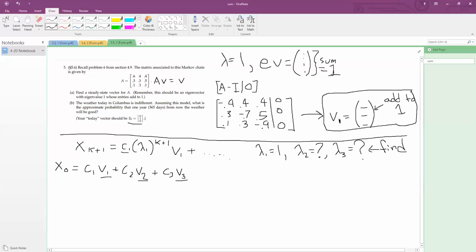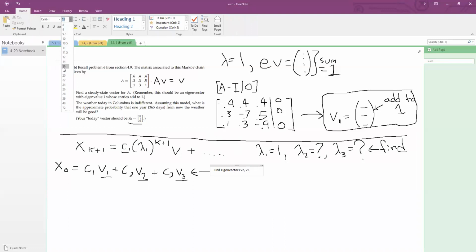Now, what are v1, v2, and v3? Well, those are the eigenvectors. v1 you've already found up there. v2 and v3 you have to find. So that's kind of your next step here, is to find the eigenvectors, v2 and v3. All right, so that would be your next task. This is all pretty simple stuff that you've been doing.